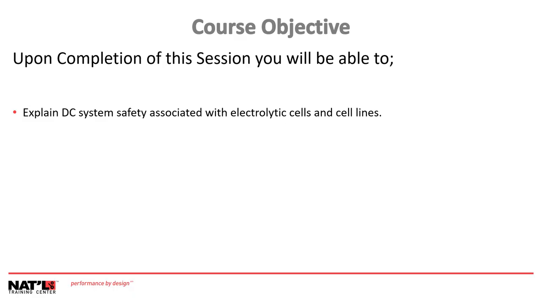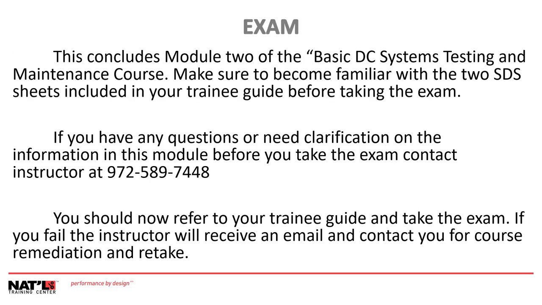This concludes this module. Let's review the course objective for this module. Upon completion of this session and the review of your trainee guide's SDS sheets, you will be able to explain DC system safety associated with electrolytic cells and cell lines. This concludes Module 2 of the Basic DC Systems Testing and Maintenance course.